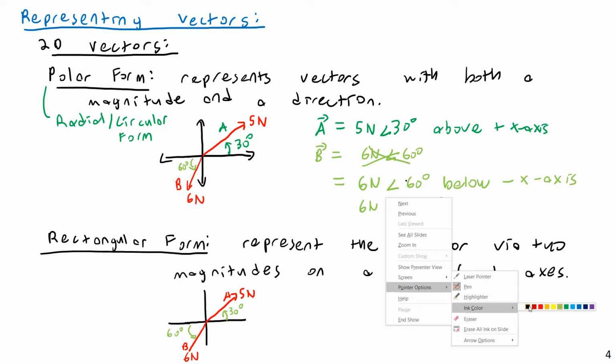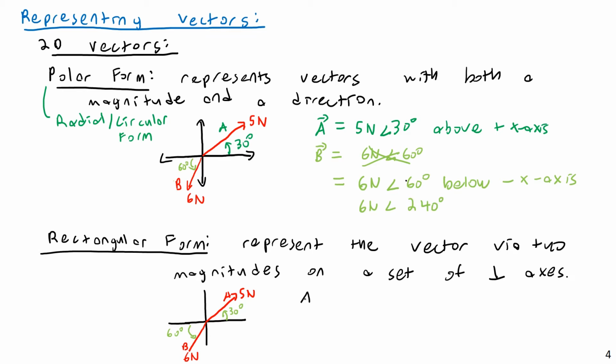And then let's write these in rectangular form. Vector A, and here I will use brackets because I'm representing it in rectangular form. I would call this 5 newtons cosine 30 degrees, comma 5 newtons sine 30 degrees. Very simple, basic math. And then vector B, oh, I'm missing my head on my arrow there, so let's go ahead and add that back.